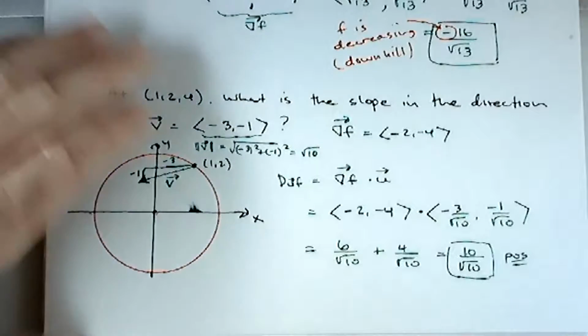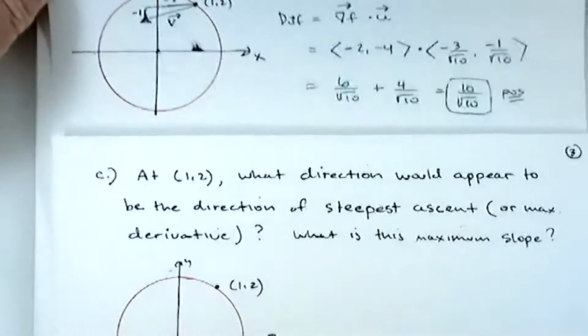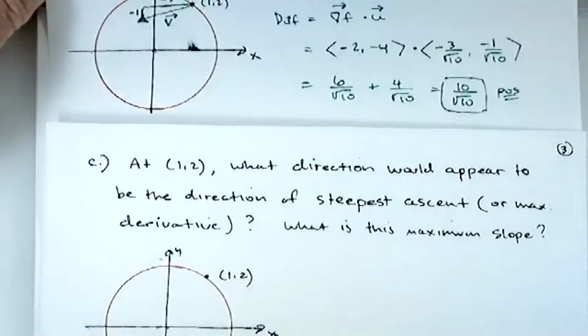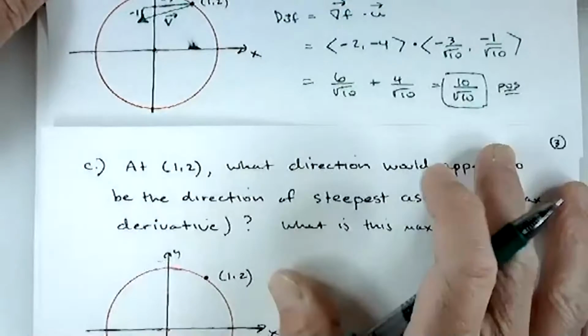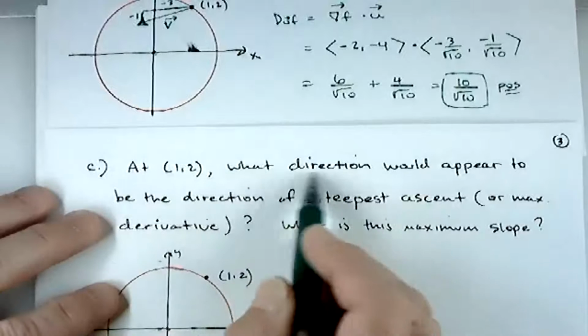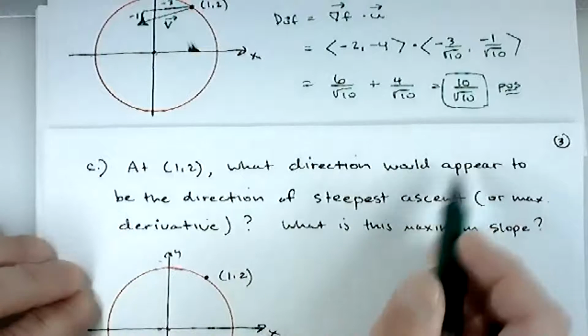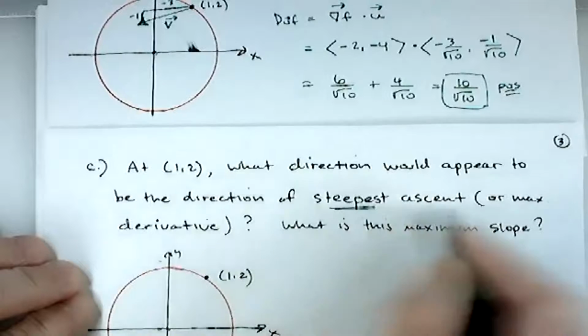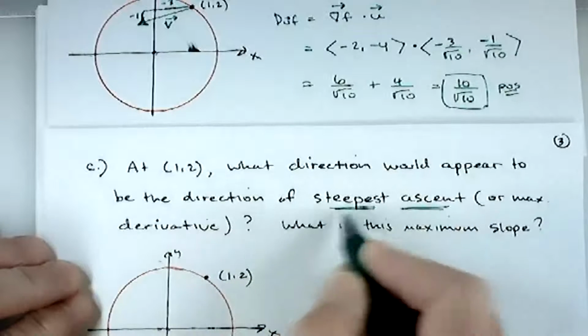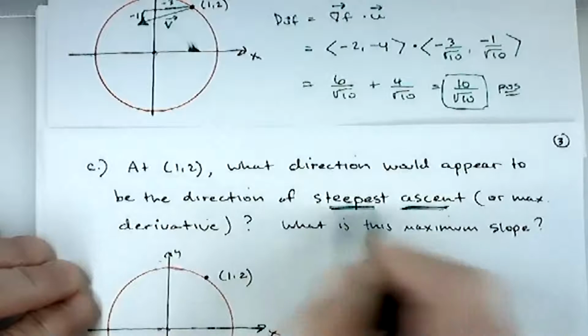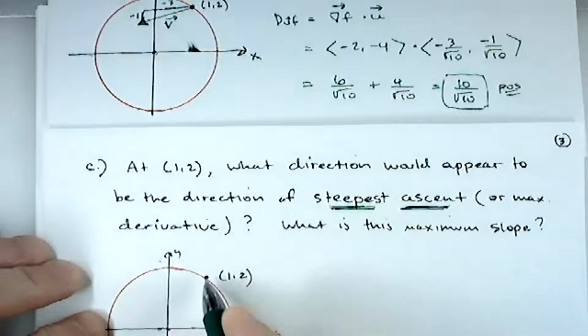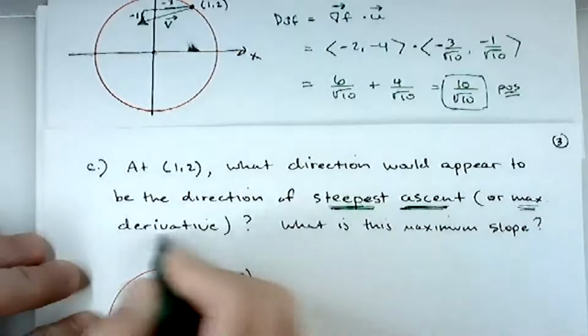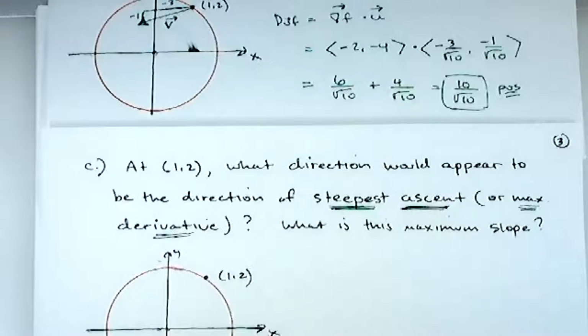Now, an interesting question would be, if I was at this same point, (1, 2), on the side of my mountain, what direction would I want to move in so that I get the steepest slope? The direction of steepest ascent means uphill. Which direction would you face that would carry you up the steepest incline? Another way to describe it is your max derivative: the biggest possible positive slope.